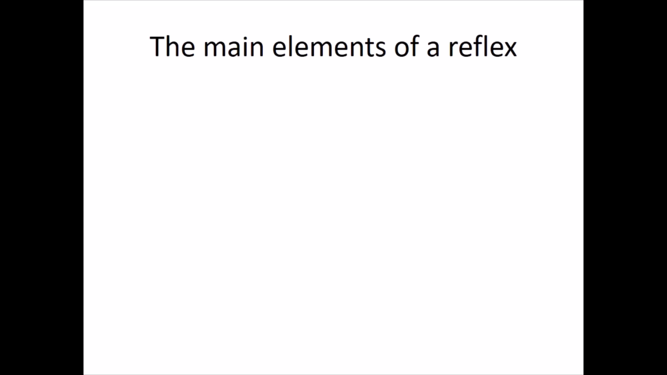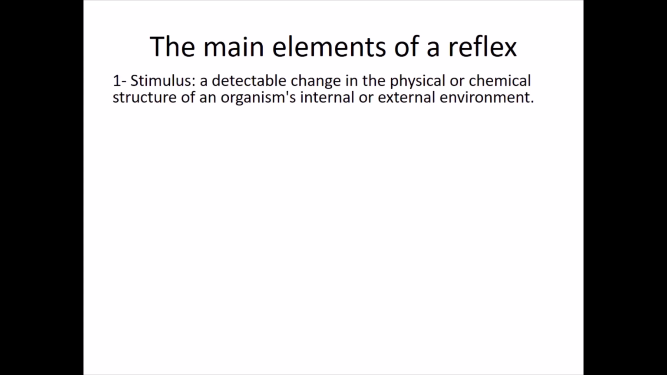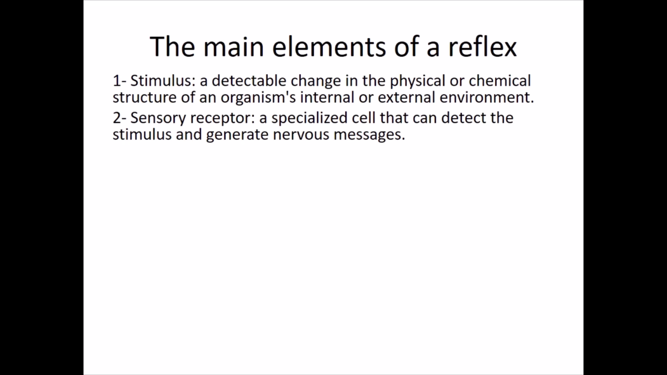The main elements of a reflex are, first of all, the stimulus, the trigger which starts off the reaction. It's a detectable change in the physical or chemical structure of an organism's internal or external environment. So it's the high temperature that you sense suddenly and makes you retract your hand. It's the prick of a pin. It's something that you step on without noticing. These are all stimuli.